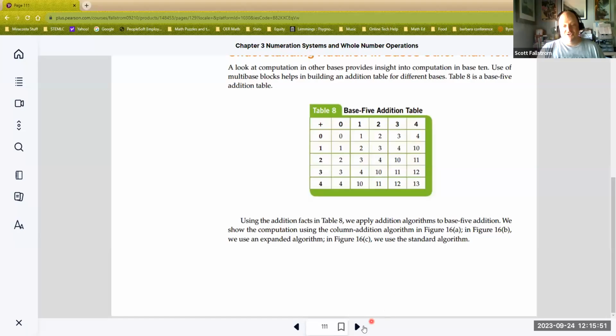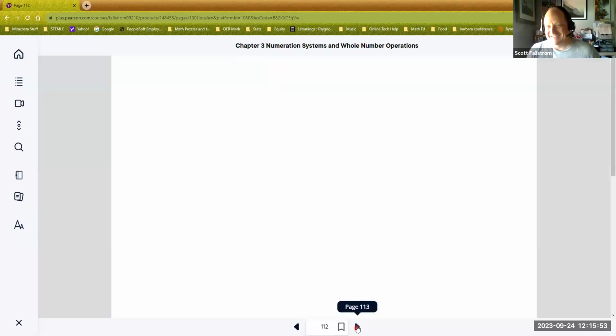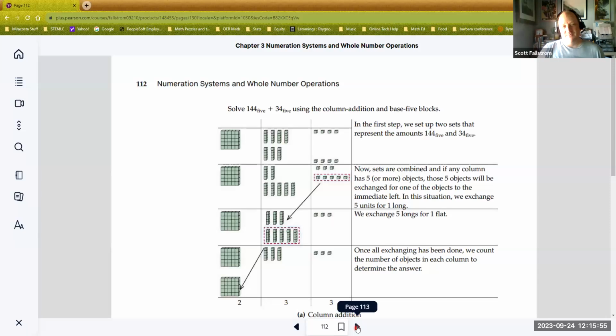And if you don't like it, that's too bad. This is all I'm going to put on the next test: different number bases. You're not going to be doing much adding at all in base 10 because you already know how to do that. You already know how to do that.